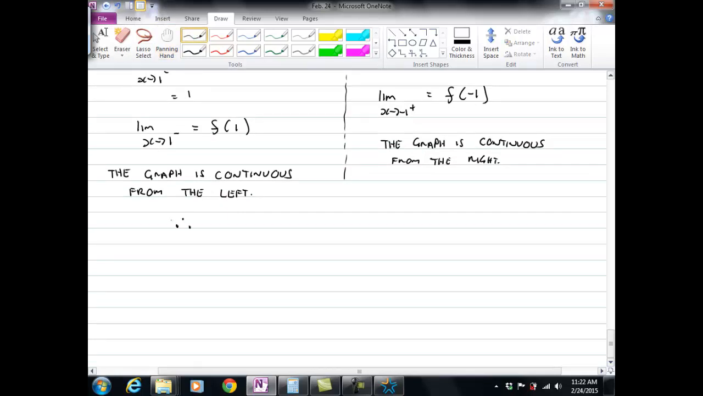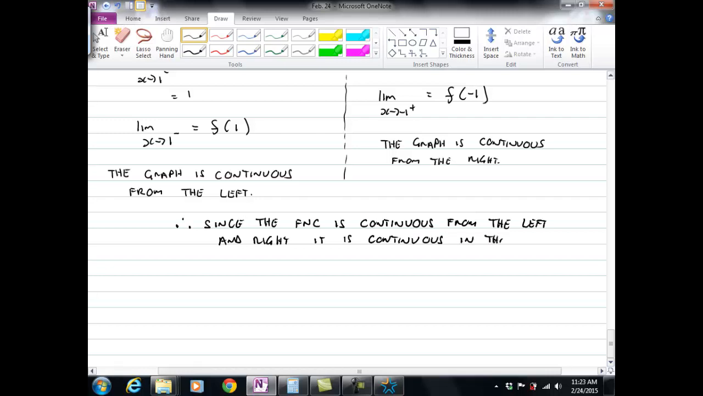And we can write a conclusion. Therefore, since the function is continuous from the left and right, it is continuous in the interval -1, 1. That is how you prove something is continuous within an interval.